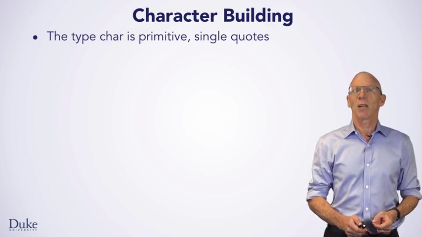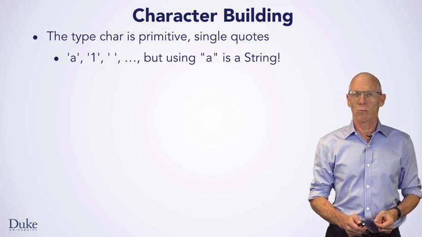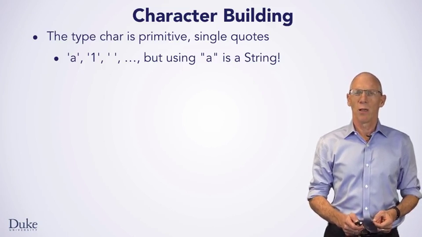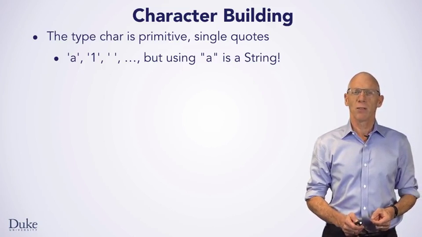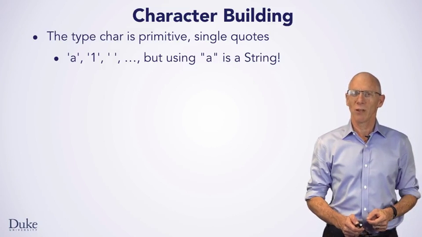Char values are specified with single quotes. For example, you can see 'a', '1', and ' ' (a space) here. These are character values. The value "a" in double quotes is a string value. It's usually much easier to write the code than to say all these quote values.